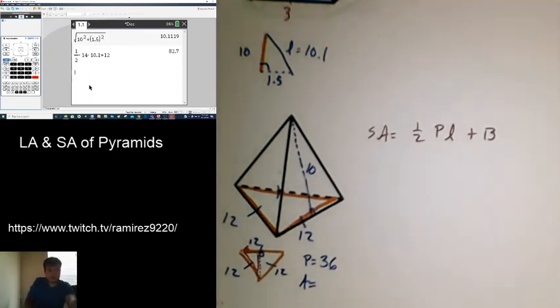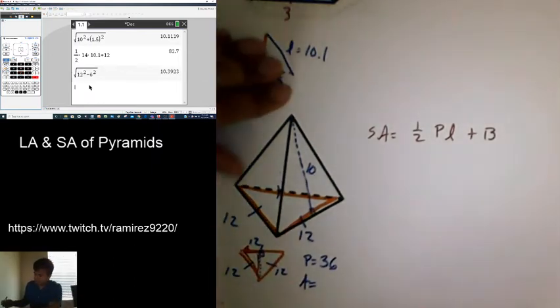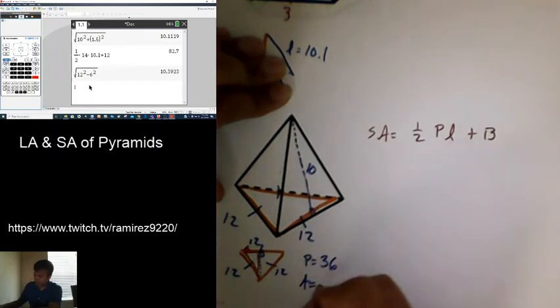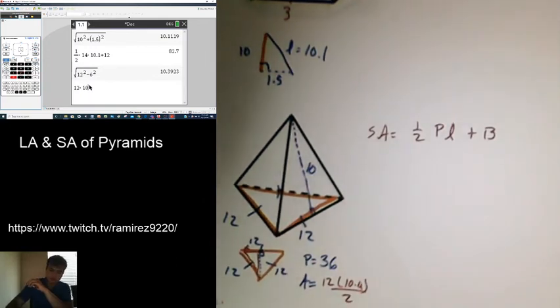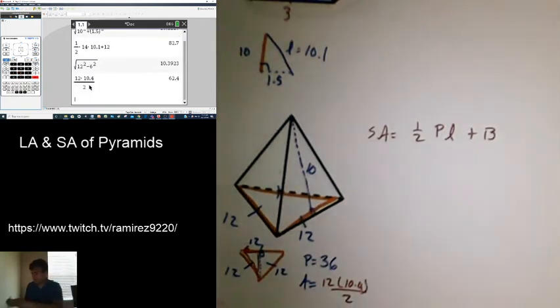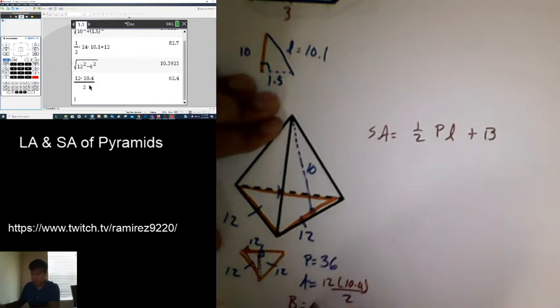Again, Pythagorean theorem is going to be used a lot, so make sure you know when and how to use it. So it's 12 squared minus 6 squared. So I find out that the height of this little triangle right here is 10.4 basically. And when I want to find my area, it's going to be 12 times 10.4 divided by 2. So the area, which is the base, is 62.4.